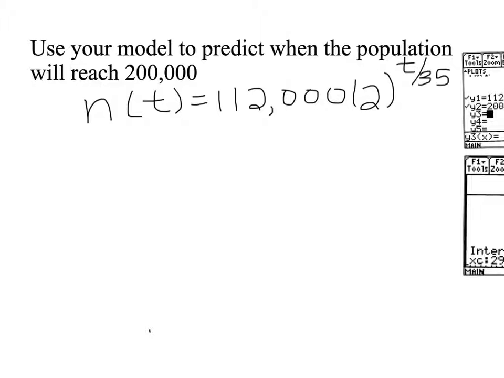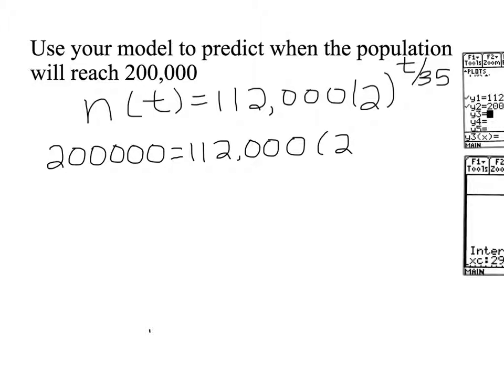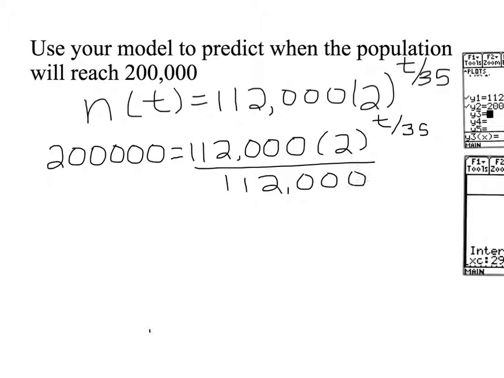Now we'll use our model to predict when the population will reach 200,000. Let's write down the equation that we need to solve. 200,000 is equal to our model, 112,000 times 2 to the t over 35. And now this is an exponential equation. So we follow the steps by first isolating the exponential expression.